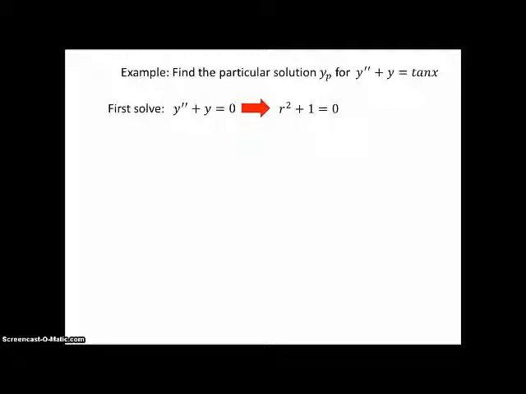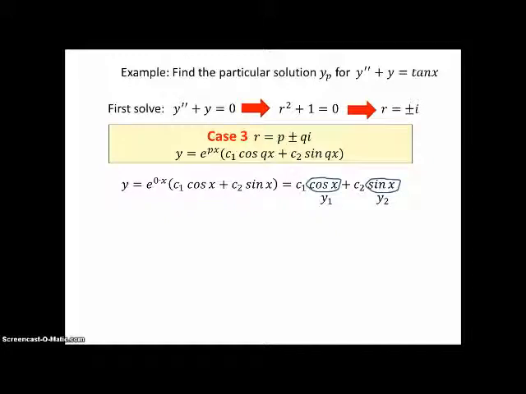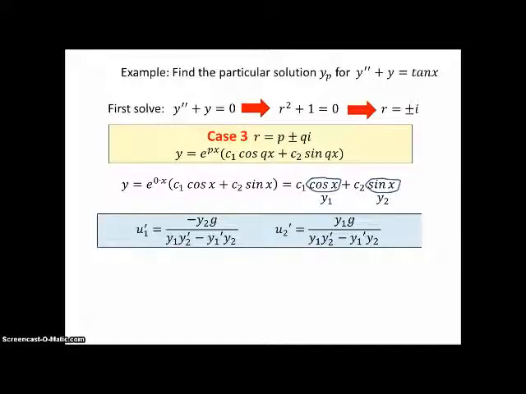So we use our strategy. We get r squared plus 1. That means r is plus or minus i, which is case 3. P in this case is 0 and Q is 1. So plugging in 0 for P and 1 for Q and simplifying we get C1 cosine x plus C2 sine x for our complementary solution. Now, there's y1 and y2. Okay? So moving on, we have our two formulas for u1 prime and u2 prime.